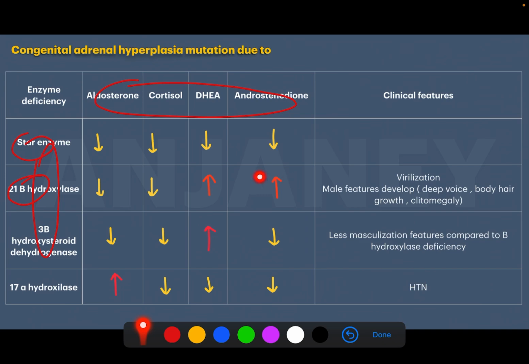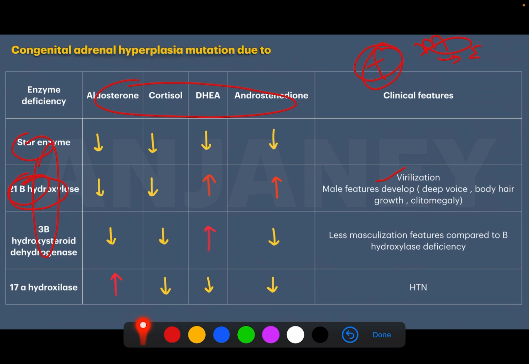Now let's focus on this. If both the sex hormones like DHEA and androstenedione are increased, then there is virilization. And what's virilization? Let's say we have a female and a male. In a male, if this defect happens, males already have sex hormones, so a little bit of increase will not matter. But in a female, if there is increased DHEA and androstenedione because of hydroxylase deficiency, then she'll have virilization features, which are male feature development like deep voice, body hair growth, and clitoromegaly.